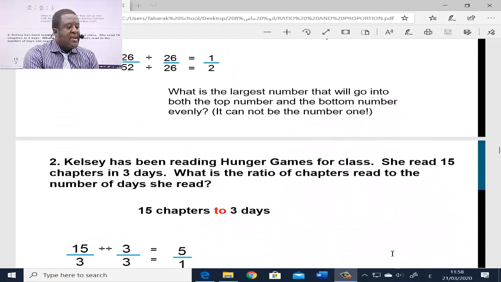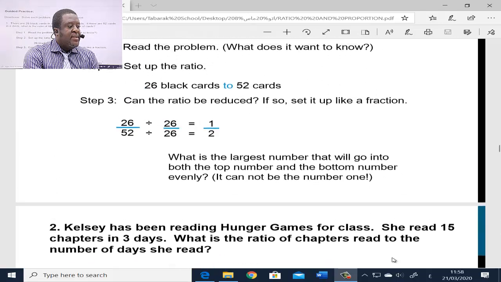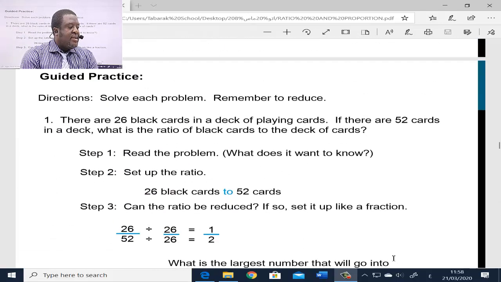And here we have so many examples again to show. One of them is this one. There are 26 black cards in a deck of playing cards. If there are 52 cards in a deck, what is the ratio of black cards to the deck of cards? As we said earlier, step 1 is to read the problem and to know what the problem wants from us.